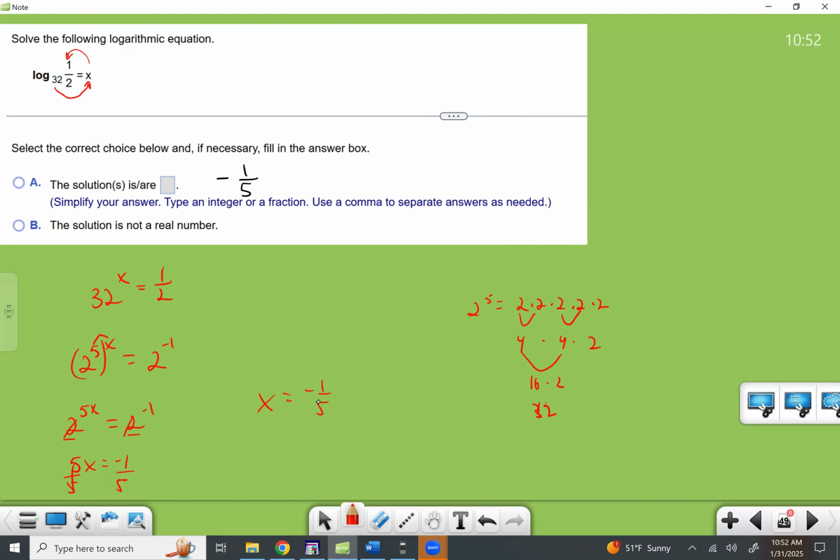To recap, we've got to rewrite the logarithm as an exponential and then try to express both sides using the same base. In this case, on my problem, using base 2. But it might be something different on your particular problem.